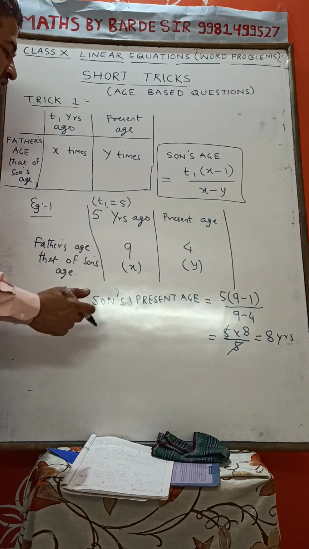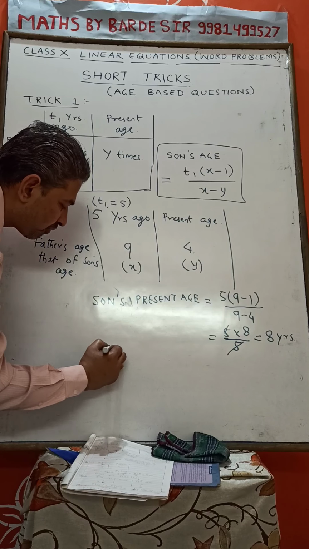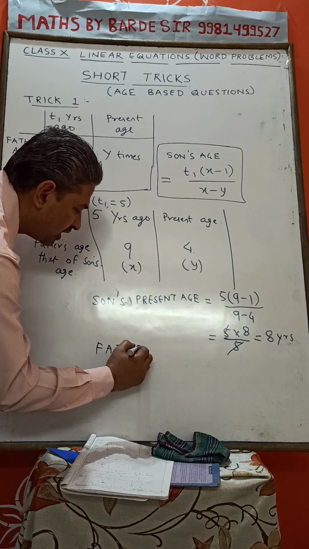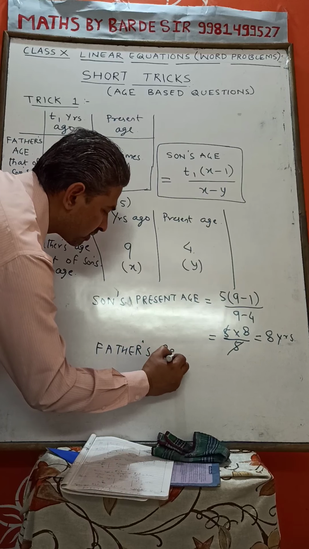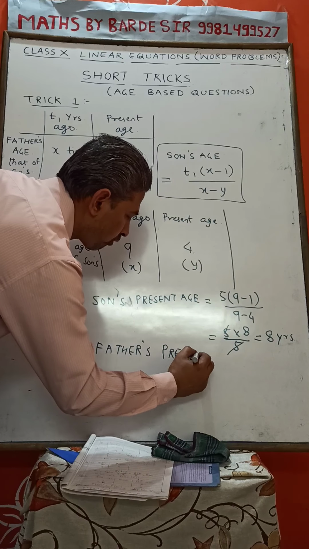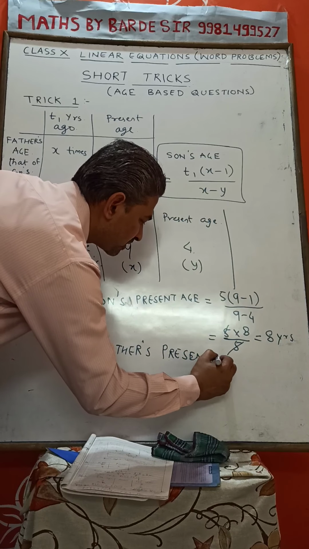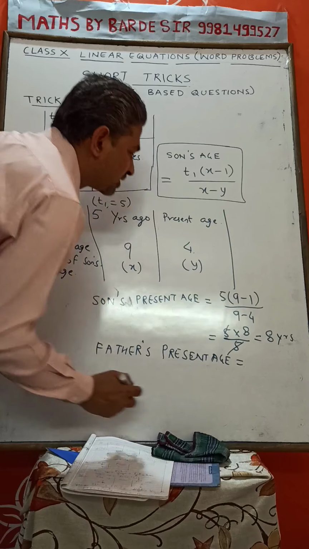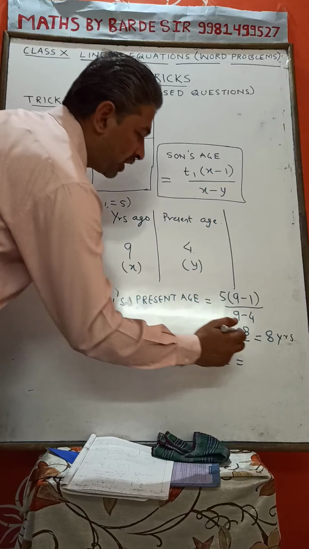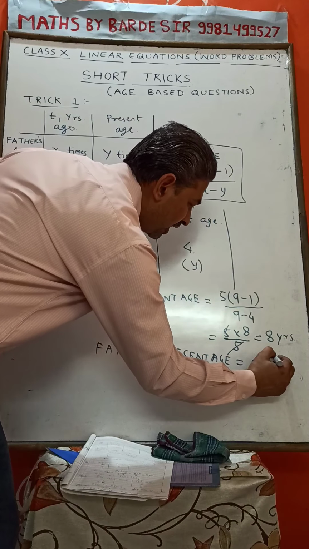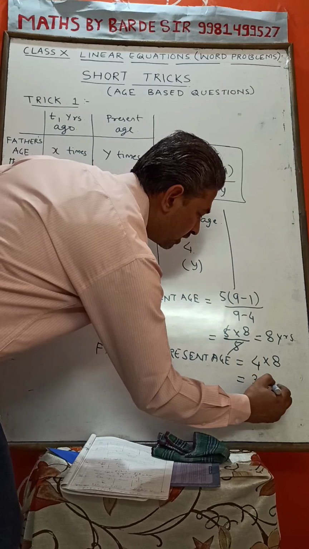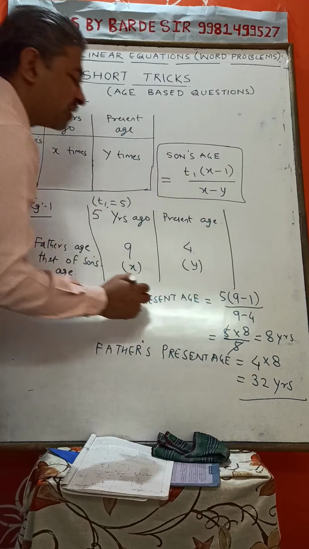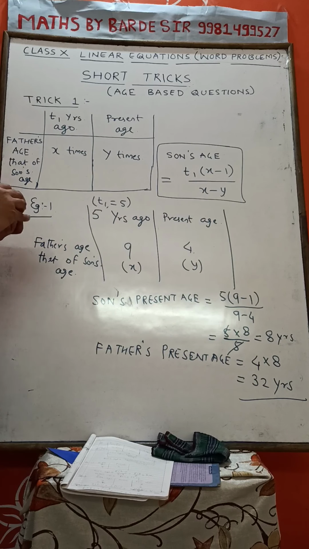The present age of father: father's present age is 4 times son's age. So 4 into 8, 32 years. A very simple trick to get the answer. Okay. Now a similar trick will apply if it is given further.